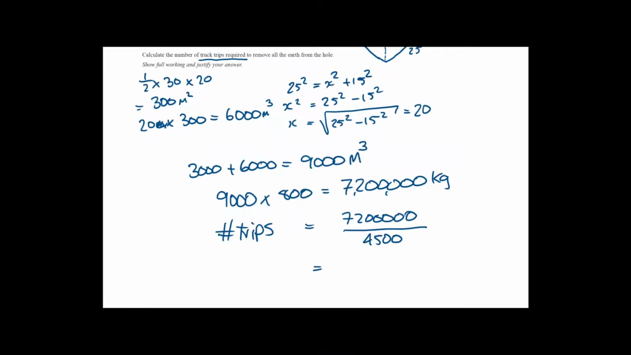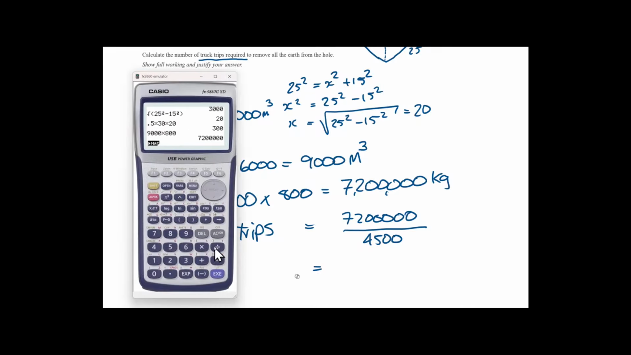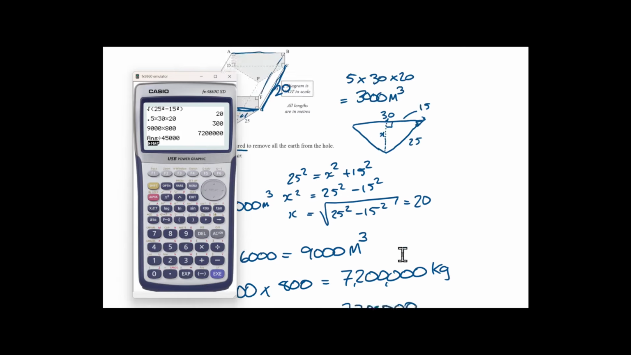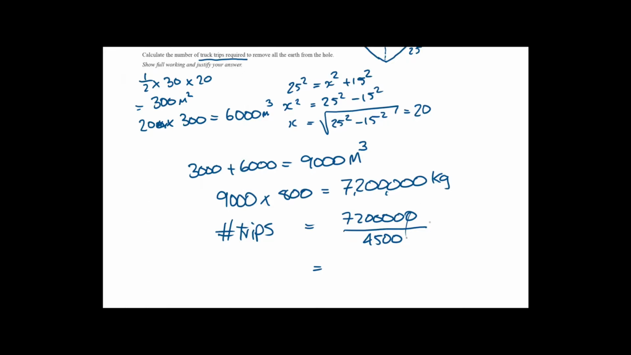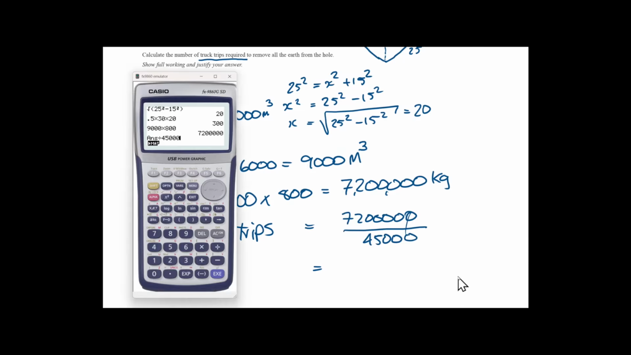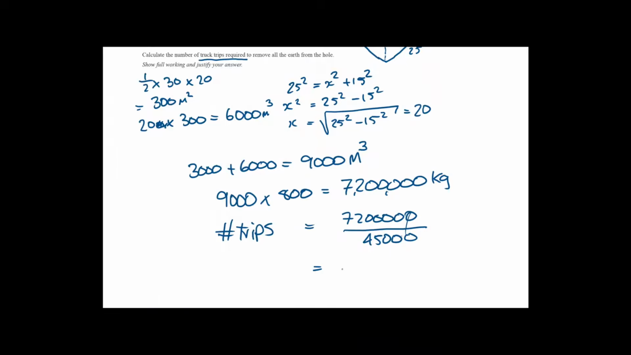It's going to be some number. And that number is, let's divide that by 45,000, isn't it? 45 tons, 45,000. Do that again. Divided by 45,000 equals, drum roll, 160. Exactly. 160 truckloads.